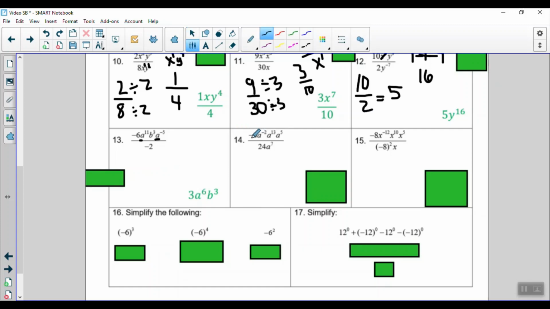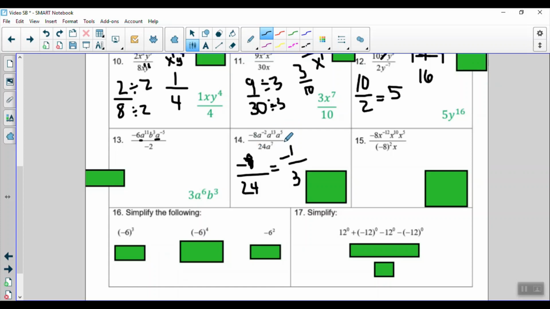Next one here, we have -8 over 24. Well, -8 over 24. We can simplify it by dividing by 8. So that'd be -1 over 3. Okay, so we're going to have a fraction because look, we had to simplify it, right?